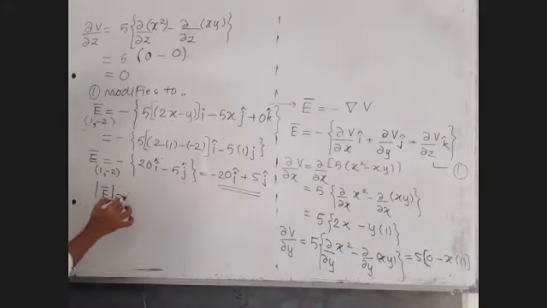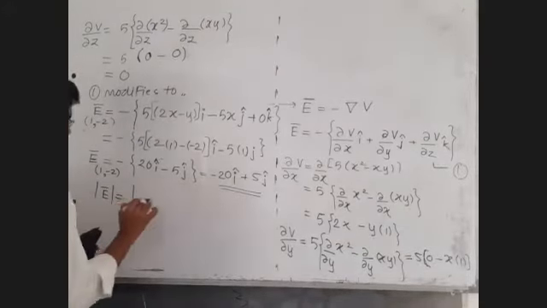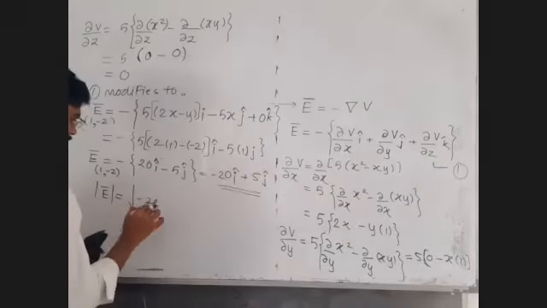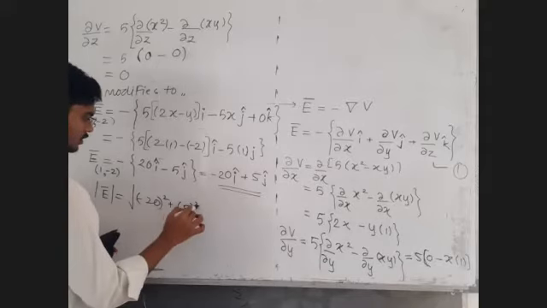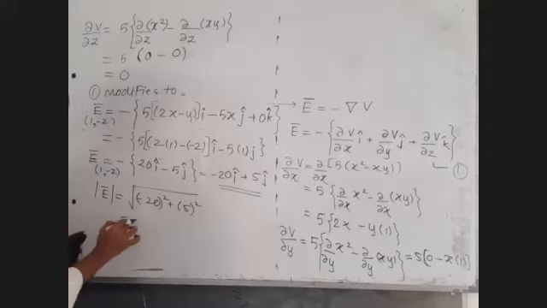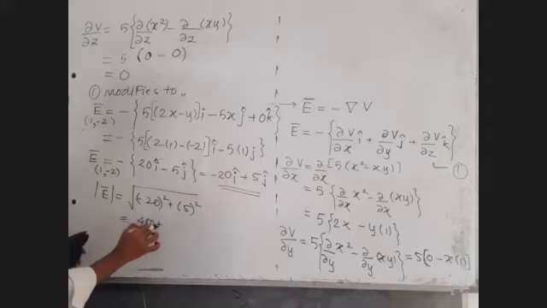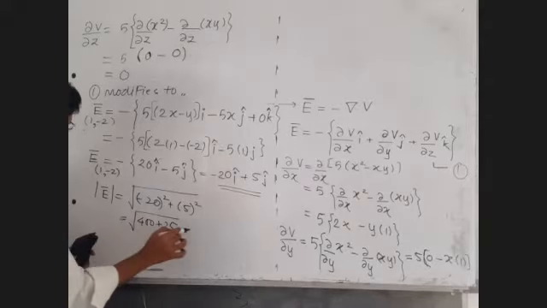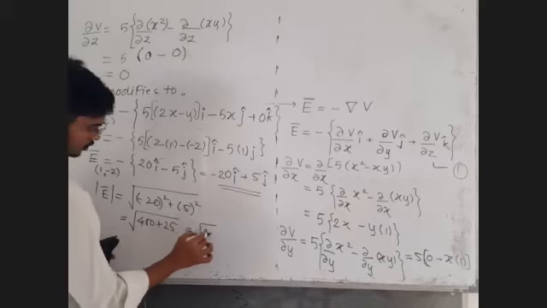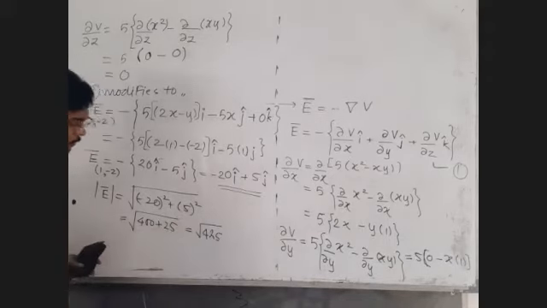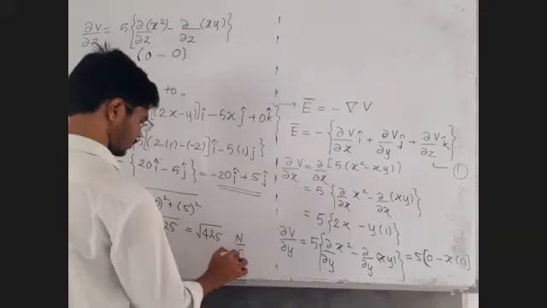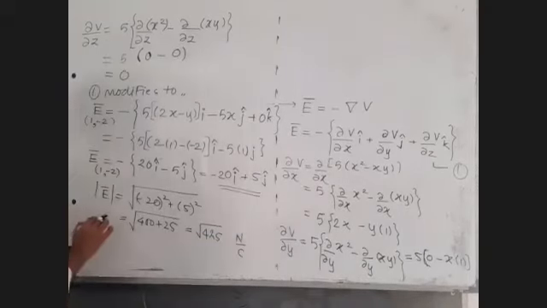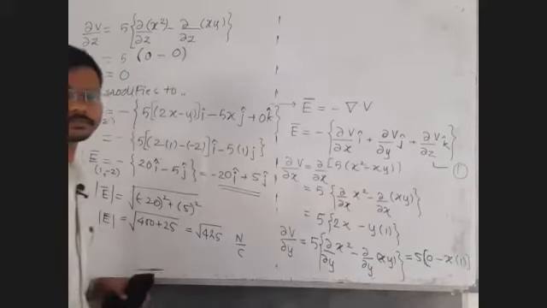Magnitude of the electric field is under root of coefficient of I square plus coefficient of j square plus coefficient of k square. So minus 20 square, no need to write minus also because it is ultimately to be squared. So that will become 400 plus 25. So that will be equal to what? Under root 425, Newton per coulomb. Anyone has any doubt? You can ask or just reply to me in the chat box, clear and written.